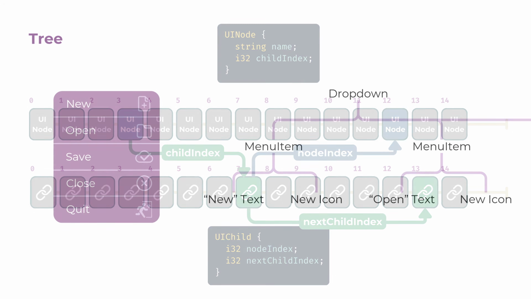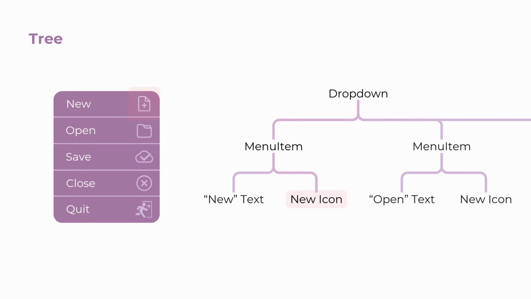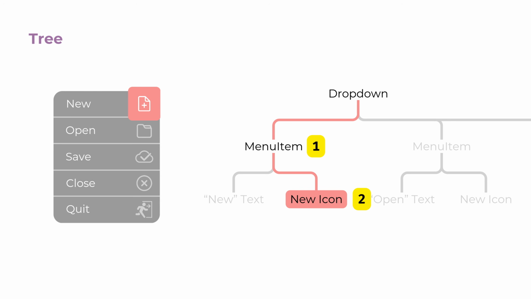So if we wanted to traverse downwards through our tree to the icon of the first menu item in the list, that little new document icon, what we're going to do is get the first child of the dropdown, which is the menu item, and then the second child of that, which is the icon.